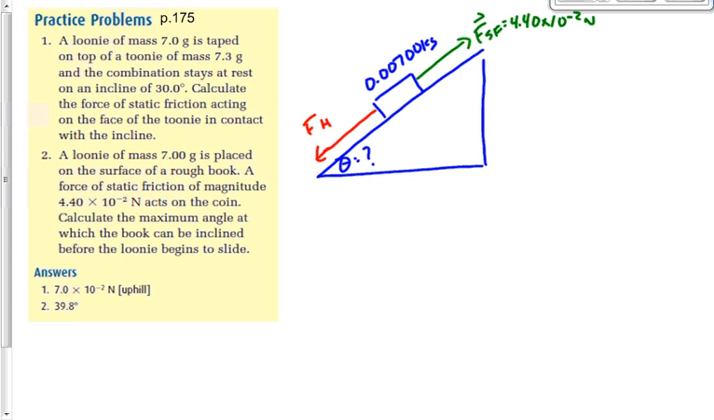It's got to be equal to static friction, right? If it's not moving, the force up the hill has to be equal to the force down the hill. So it's going to be 4.40 times 10 to the negative 2 newtons. In all the other questions, we had to calculate the force of the hill. This time we have it.